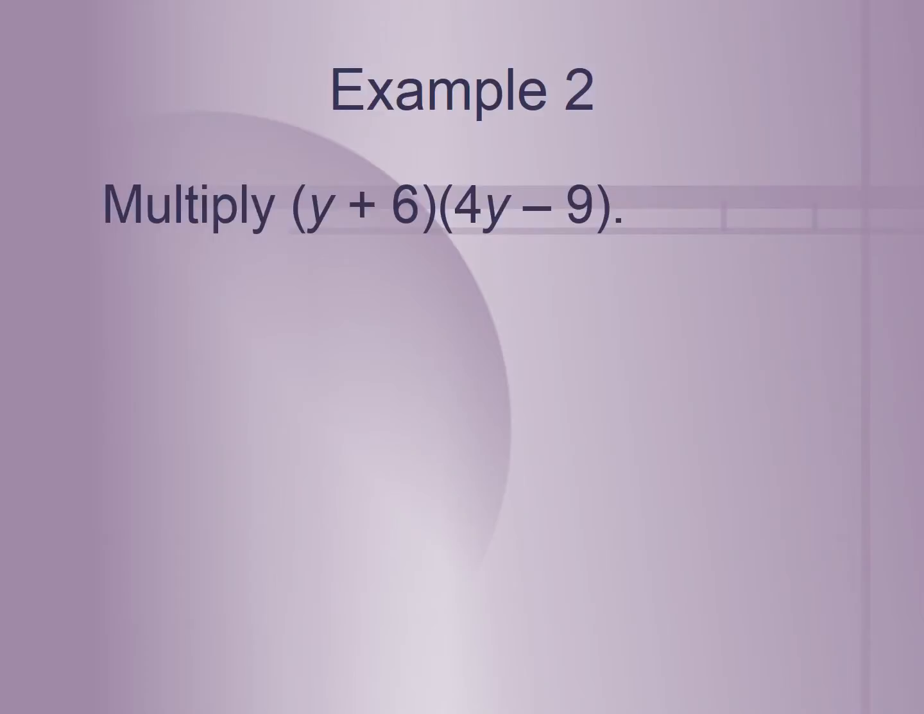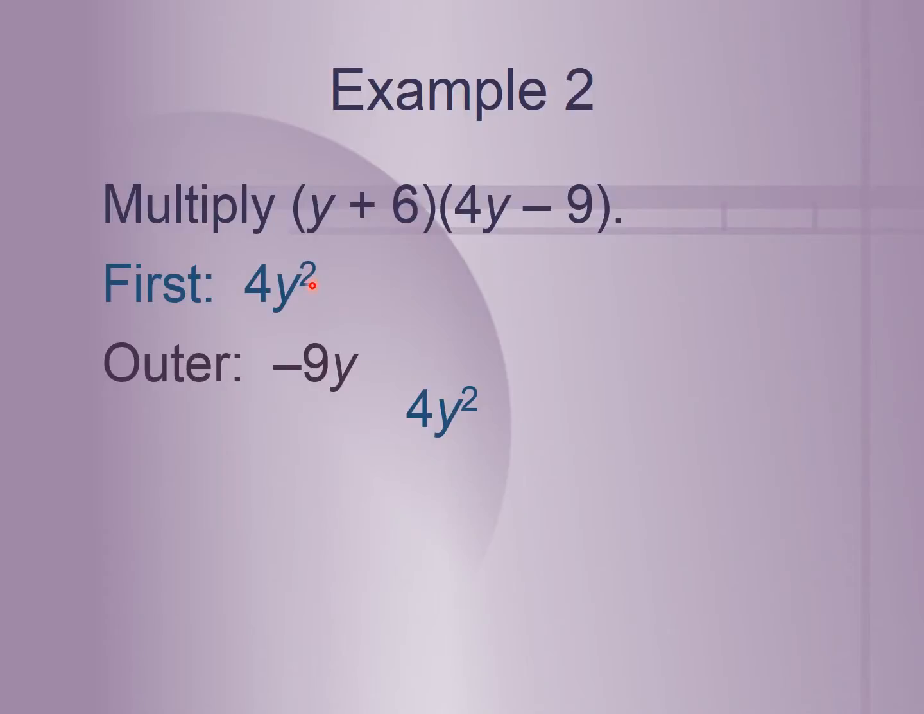Our next example will multiply y plus 6 times 4y minus 9. We'll start with our first terms, which is y times 4y. So y times 4y becomes 4y squared. And then we'll do our outer terms. Our outer terms are y times negative 9. So y times negative 9 becomes negative 9y.